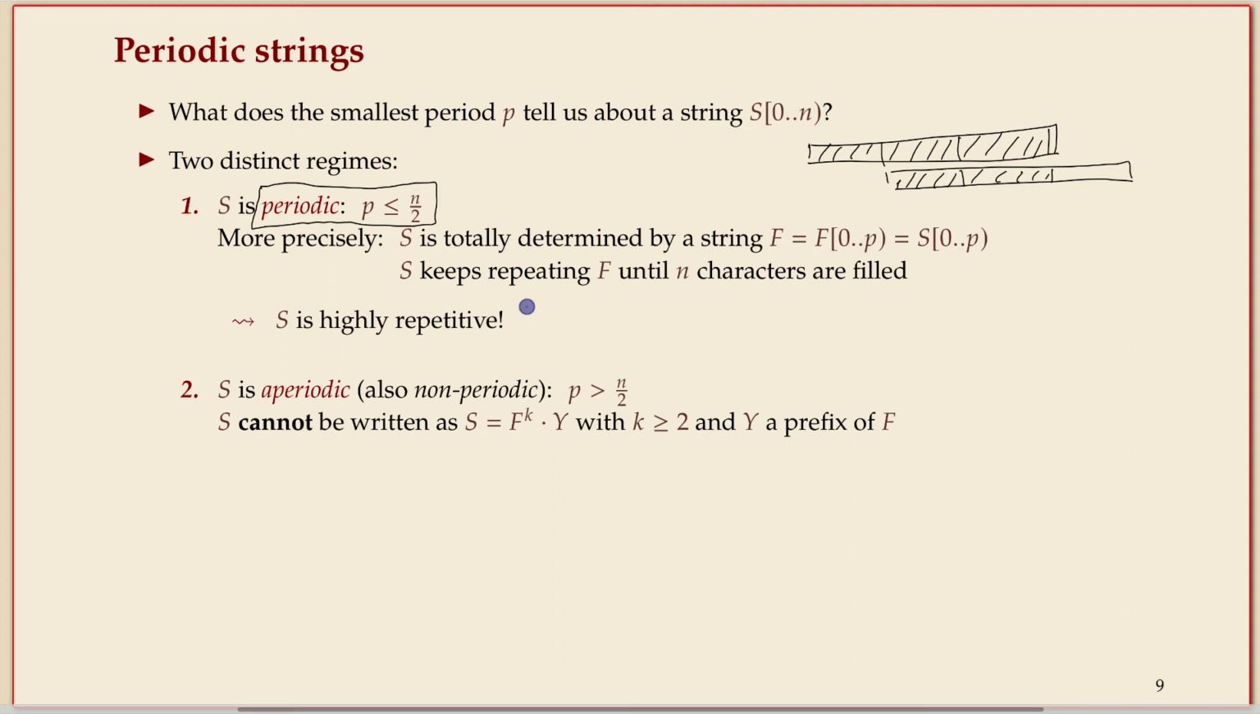And so we can say this is a case where S is highly repetitive. The more precise statement is stated here. S is determined by some smaller string of length p, and you keep repeating this until you filled enough characters. And the other case is an aperiodic string. And in a sense, the periodic strings are kind of redundant in that they are not really n characters worth. They're determined by much fewer characters. But the aperiodic strings cannot be written in this way. And so the formal definition is shortest period is bigger than n half.